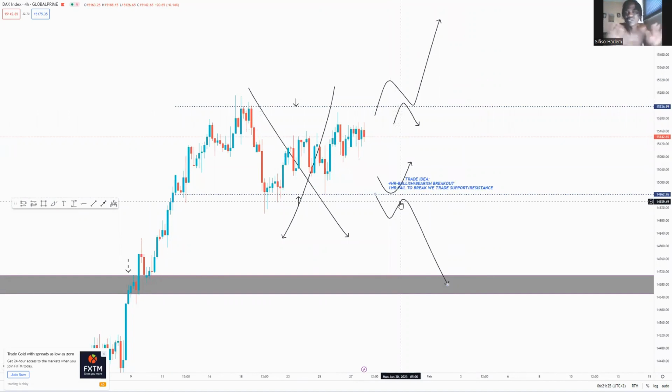And that's it. We're not looking for much. We're not looking for less. There's no holy grail to this. We're simply looking for breakouts. Fail to break, we simply trade zones. And that's it.